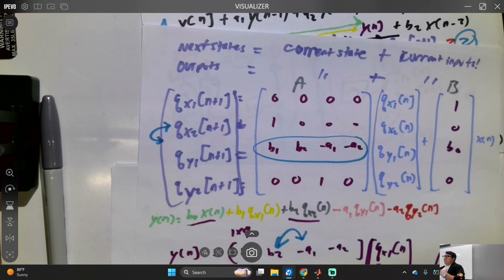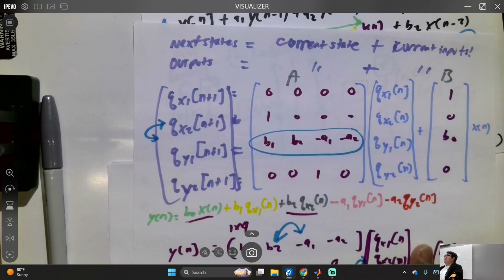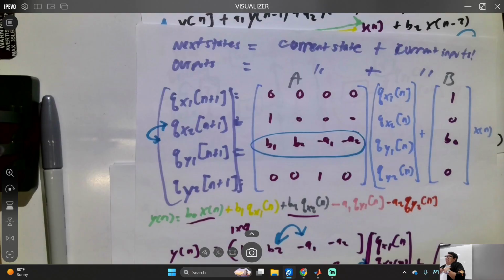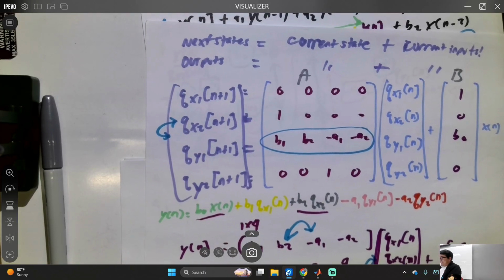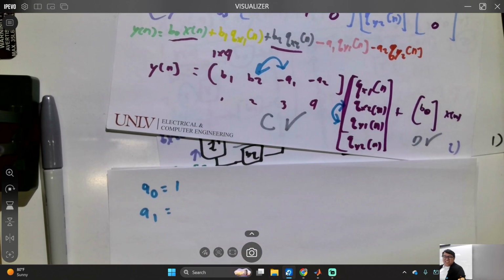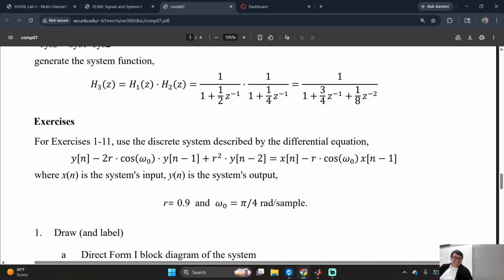For me, it makes more sense. I think this makes sense to me. I don't know if it did for you. Does this make sense to everybody? I'll ask Dr. Seabrook. Maybe we'll force his students to do a direct form one state space equation for the assignment, because I think it's good. Anyways, I don't want to waste time.